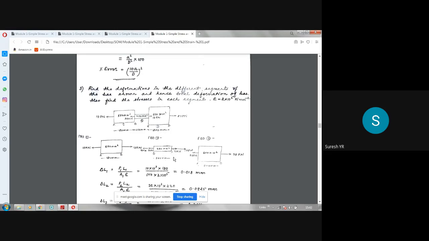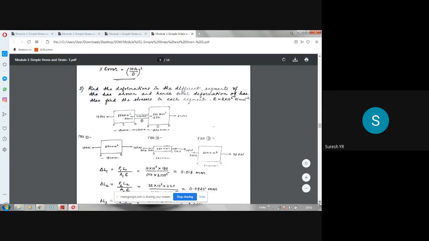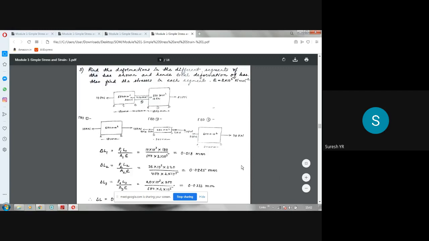30 kilonewton is the force here. So 30 into 10 cube, length is 220 mm, divided by area 400 into E value 2 into 10 power 5. If you substitute that and simplify, you will get 0.0825. Okay, this is also positive because it is also tensile force.